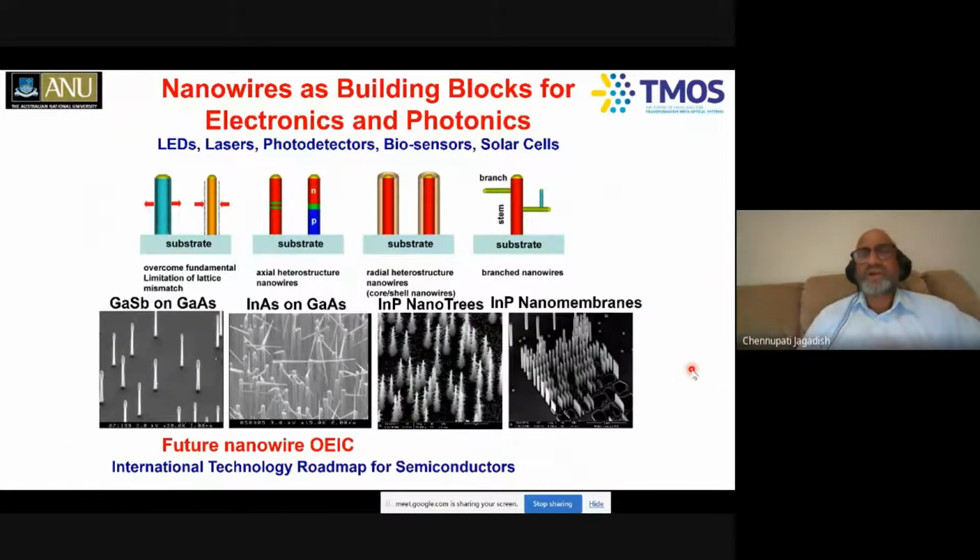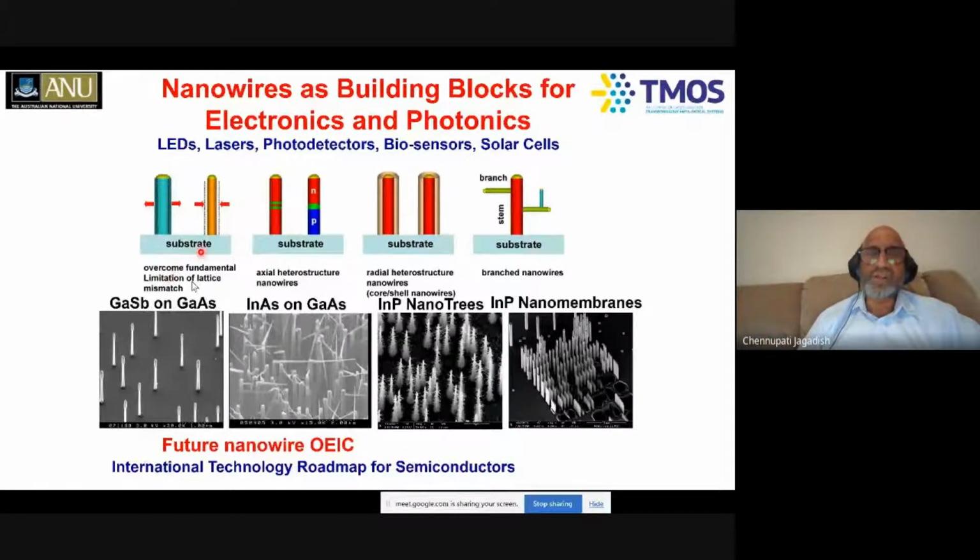So nanowires. Nanowires are seen as building blocks for the next generation electronics and photonics. What is so special about nanowires? It turns out that you do not have to worry about the lattice mismatch. Whenever you talk about a crystal lattice, we are talking about the unit cell. A lattice constant is the size of the unit cell. It repeats itself in a crystal.